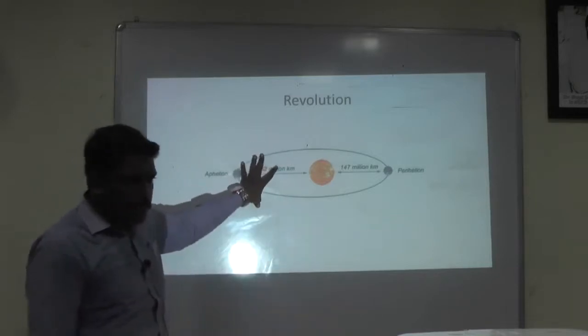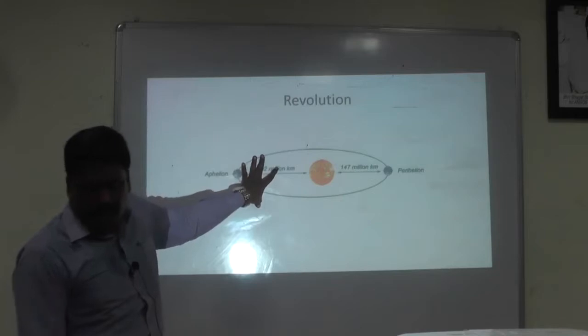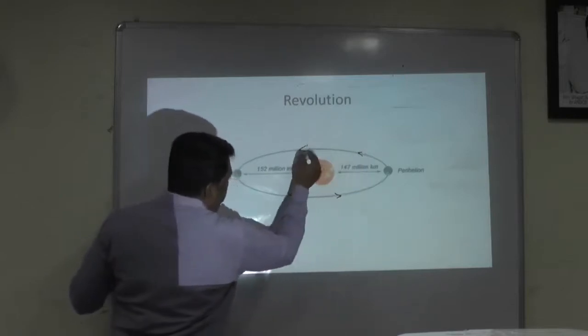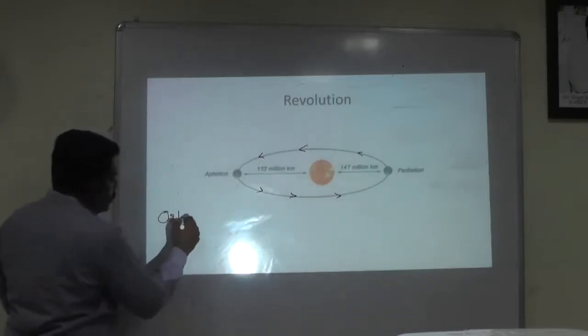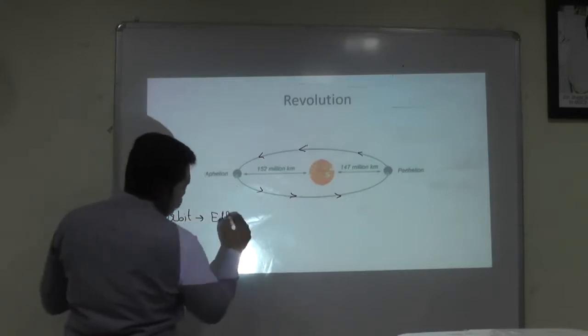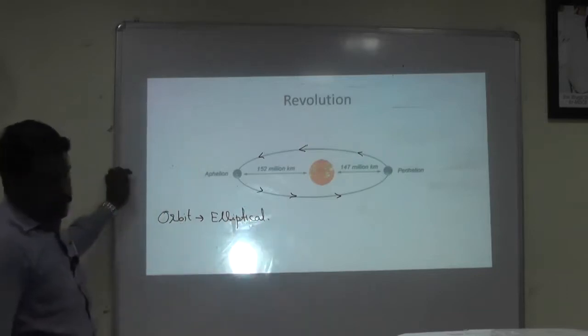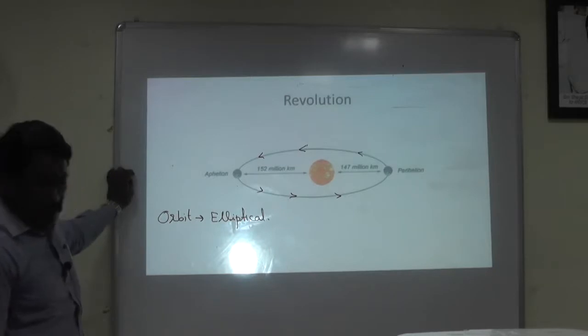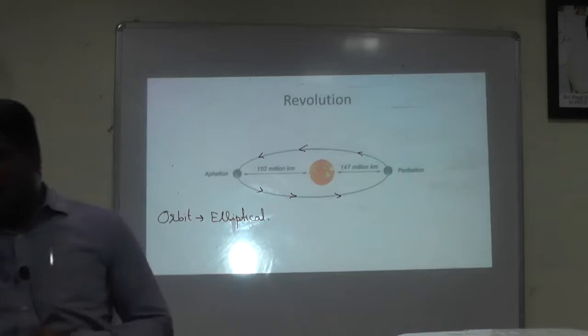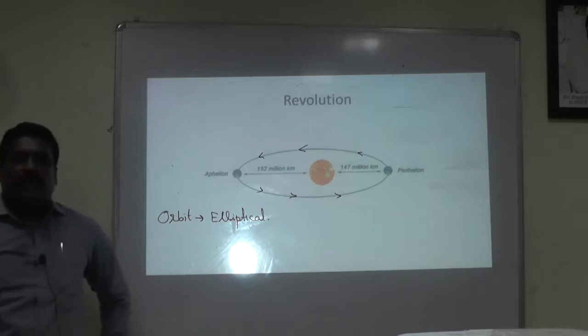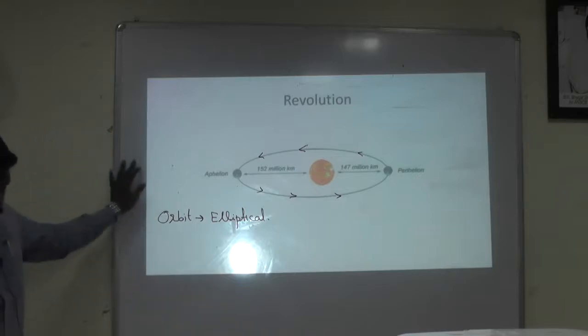Is this orbit almost circular or something else? Very good. When I talk about the orbit of its revolution, this orbit is elliptical in nature. You can write it somewhere. Earth revolves around the sun in an elliptical orbit.